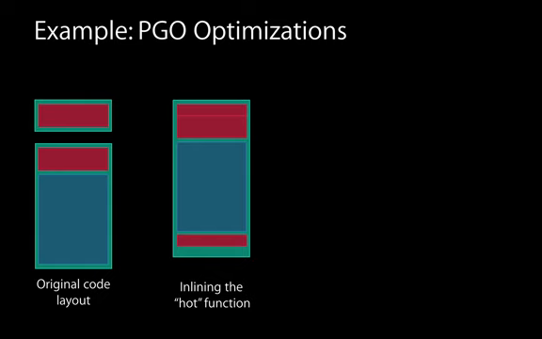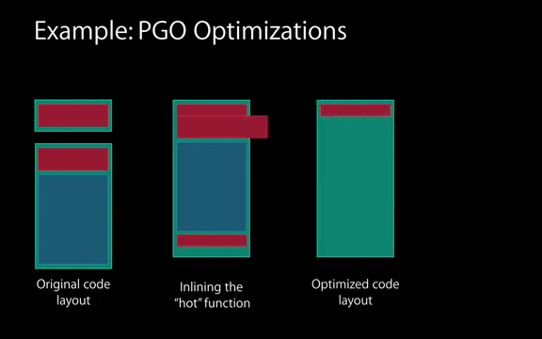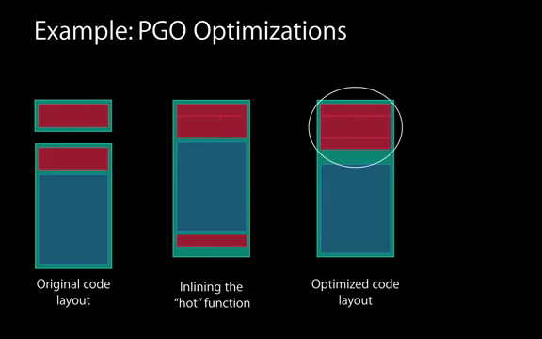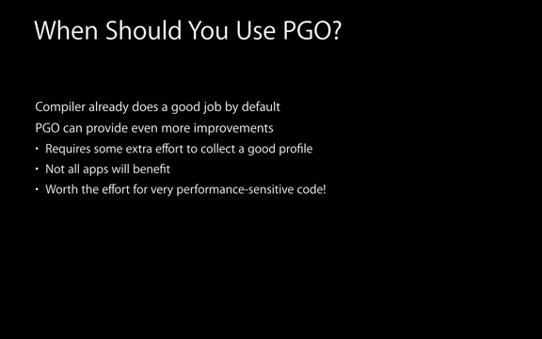And PGO can help this as well by changing the code layout. It knows that that code is cold and can move it down below out of the way. And we end up with a nice tight loop that can run really fast. And it also typically enables other optimizations on that hot code. So obviously, this is a simplified example, but hopefully gives you a feel of the power of PGO and just how much it can help the optimizer.